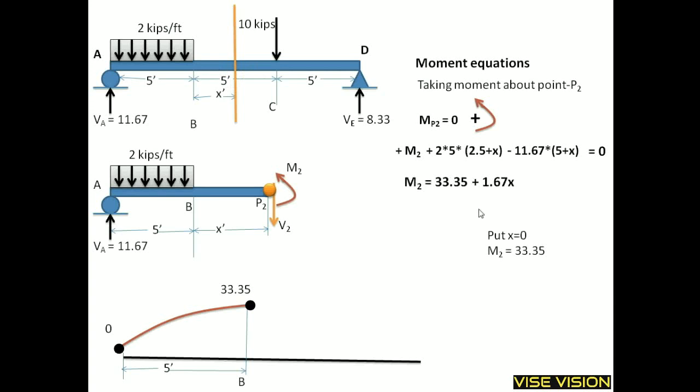And if I put x is equal to 0 at this point B, I will get the moment at point B, which is 33.35. And if I put x is equal to 5, I will get the moment value at point C here, which is 41.7. This is the BMD for this region, and this equation exists only for this region.